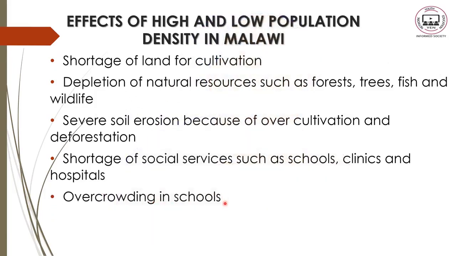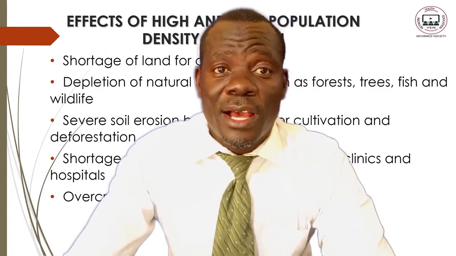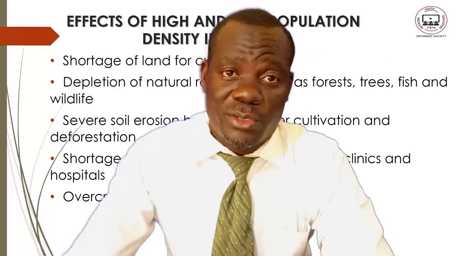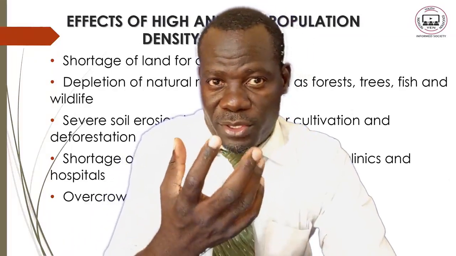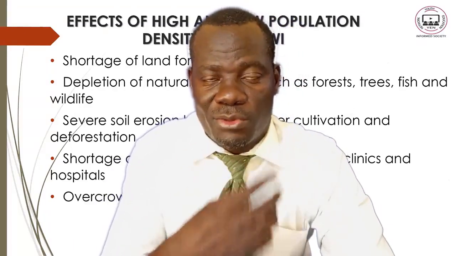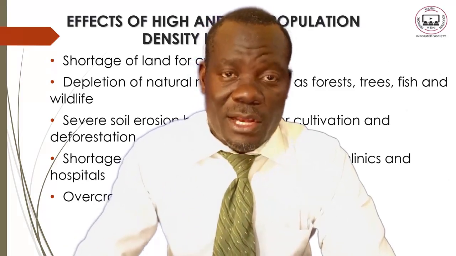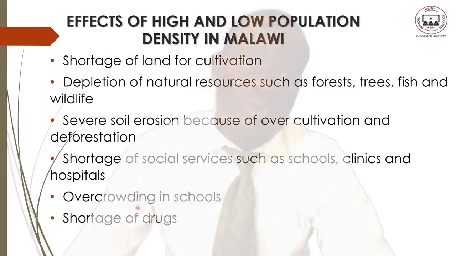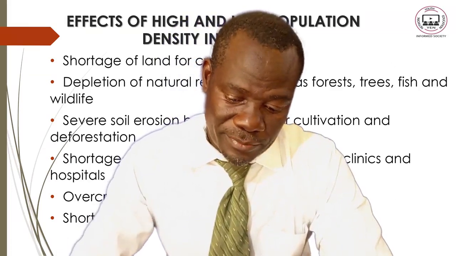Overcrowding in schools. Because of high population, you find that learners in school overcrowd. In standard 1, 150 students. In standard 2, 250 students. So in that way, that is overcrowding. You cannot have 200 students in one class with one teacher. Therefore, things cannot work okay. So, overcrowding in schools. Another problem is shortage of drugs. When you go to the hospital, there are no drugs there. So, shortage of drugs.